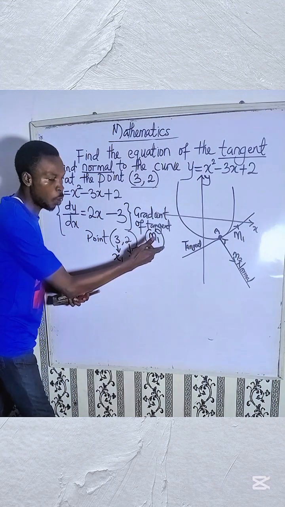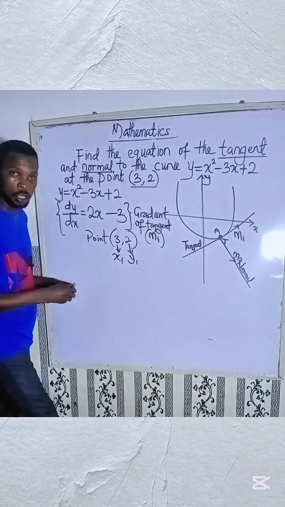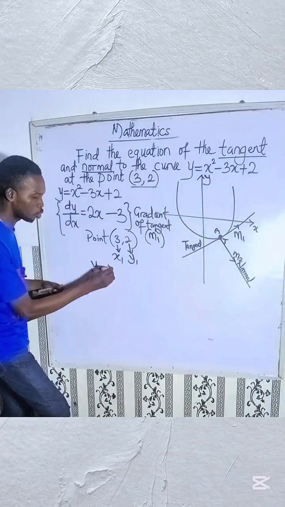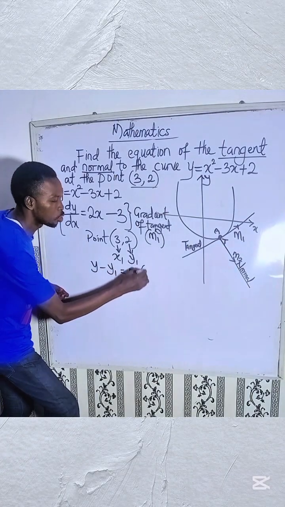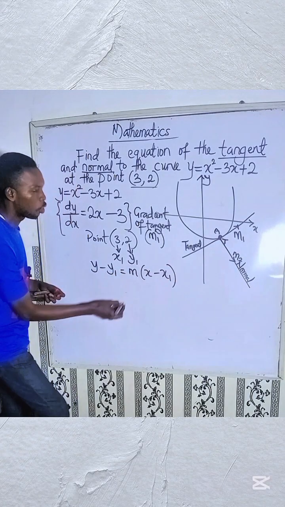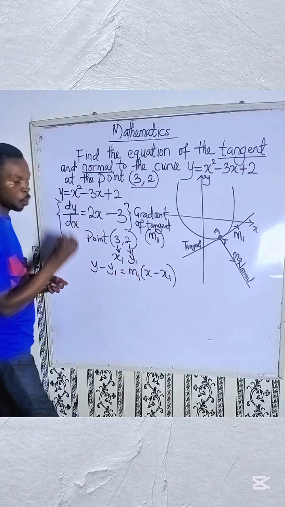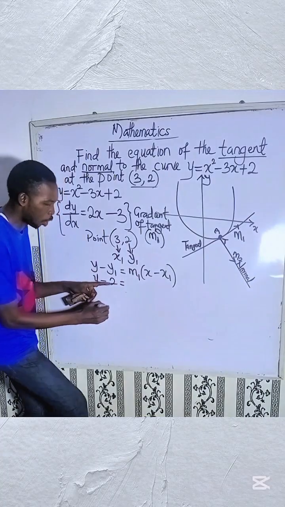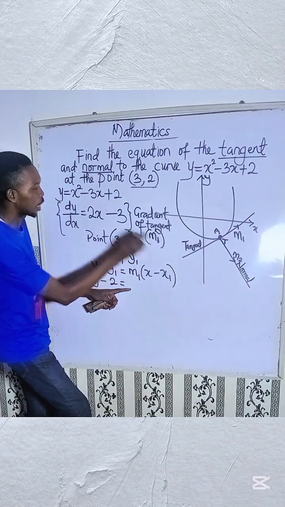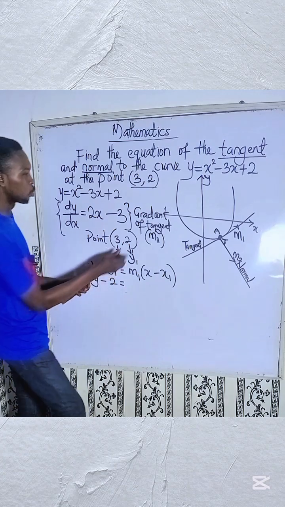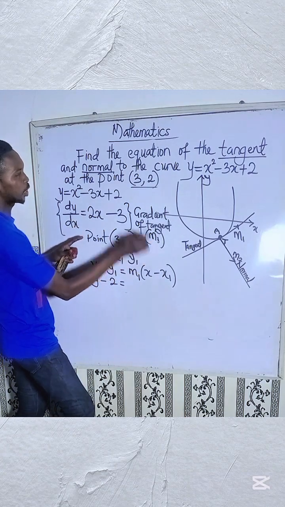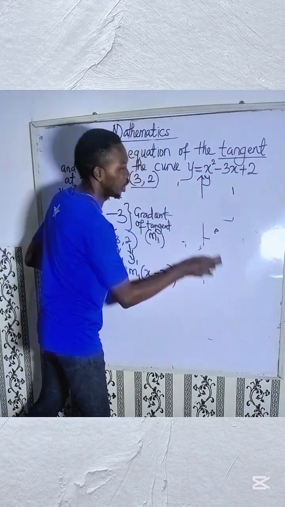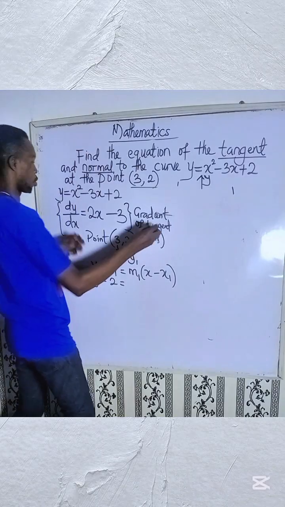Of course, when I have one point and the gradient, how do I calculate the equation of the line? If you are given one point and the gradient, the equation of the line is y minus y1 is equal to the gradient times x minus x1. Of course, I'm dealing with the tangent first, so I'll put m1 here. So I'll write y minus y1, which is 2, is equal to the gradient of the tangent. You first need to calculate the gradient of the tangent at x equals 3.